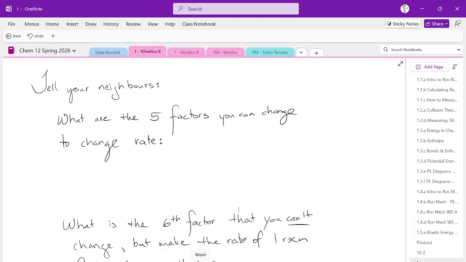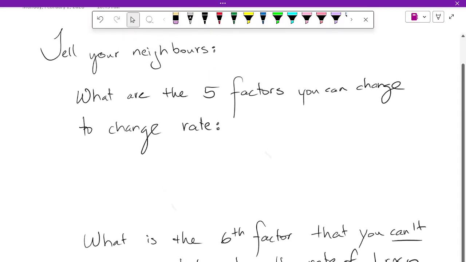What are the 5 factors that you can change to change the rate? Tell your neighbor. Like volume, temperature, surface area. I go back to my notes. It's not the notes: volume, temperature, surface area. There's 2 more.